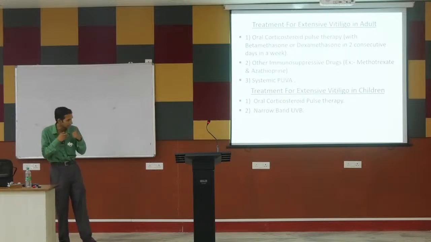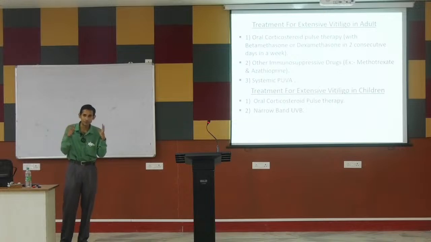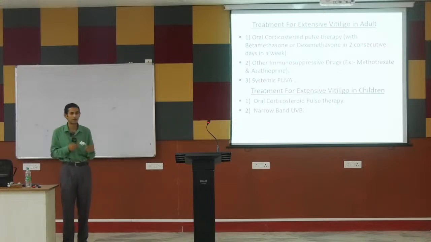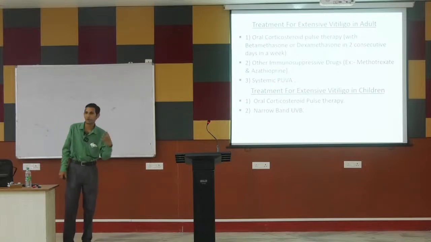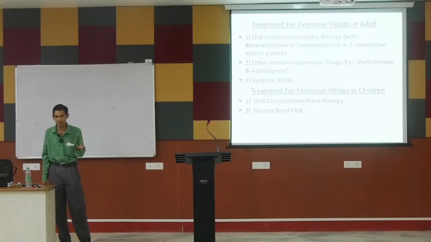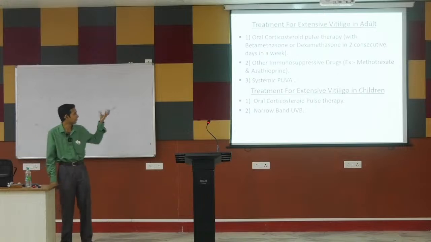And when the disease is arrested or stable, then phototherapy or another immunosuppressive drug can be used. Suppose the corticosteroid is contraindicated, for example the patient has diabetes mellitus or hypertension. You can't give the oral corticosteroid.